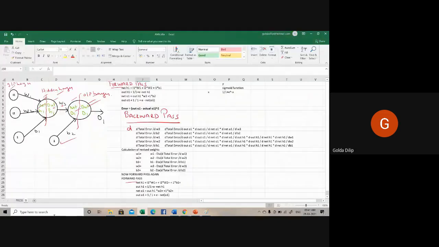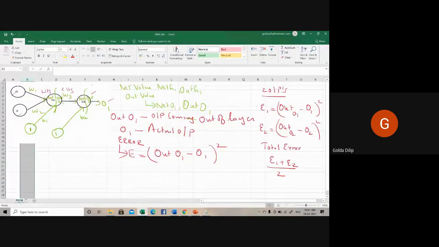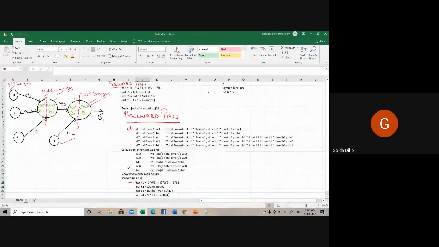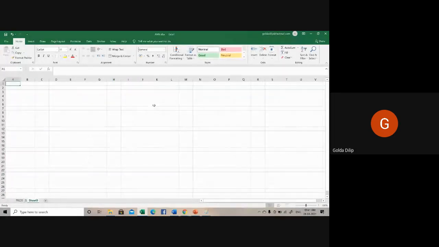Now I'll give you the next problem. This is the one which I have worked out right now. I taught you how to calculate the error in the forward pass, then how to do the backward propagation, then revise the weights and do the computation to reduce the errors. Now I'll give you another problem.